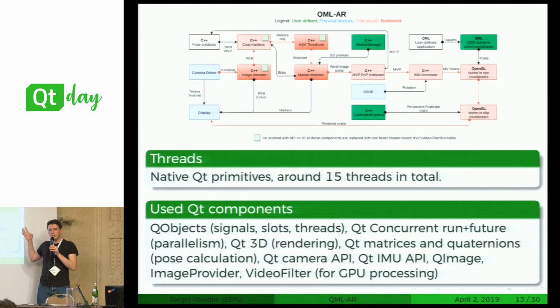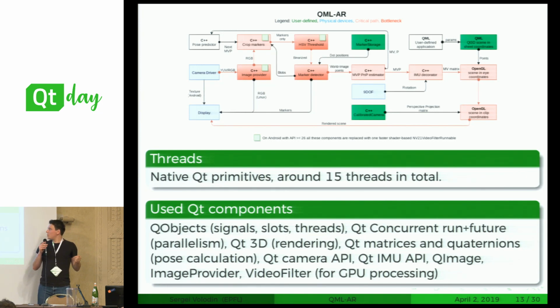In any case, using Qt for that was very beneficial. Namely, it was very easy to implement the missing parts so that there is an app working on Android and detecting the right kind of markers. Specifically, we used QObjects. Each one of those rectangles is a QObject running in its own thread, and the edges between them are signals and slots. So it's a natural mapping between Qt code and this diagram.